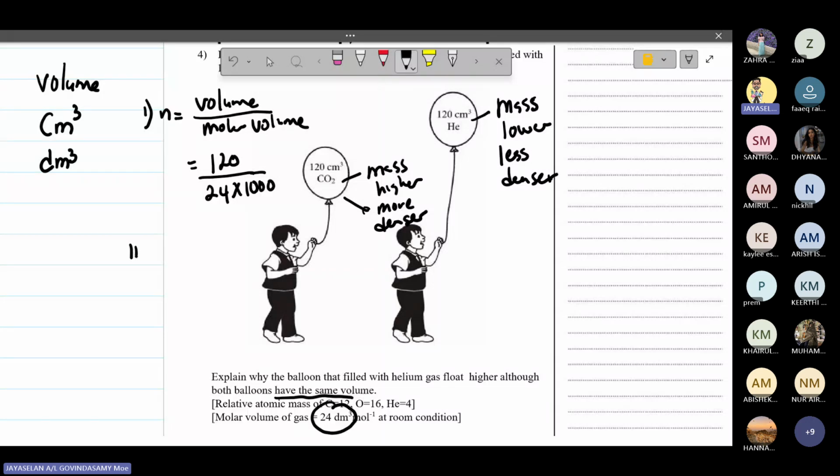That means second step, you have to find the mass to compare. How to find the mass?